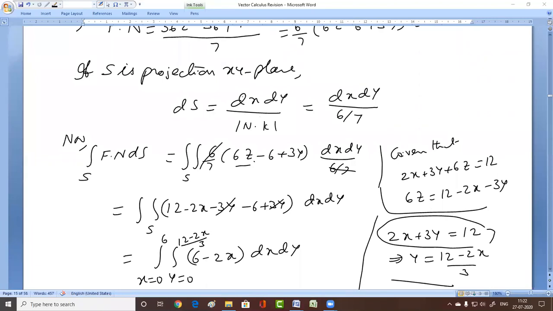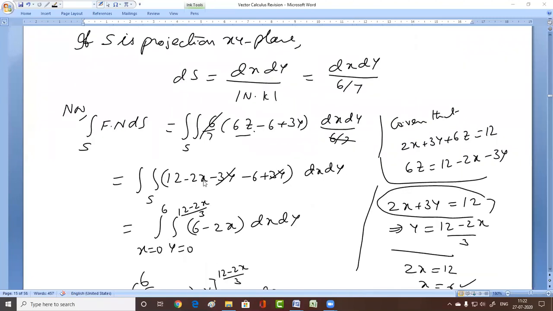If S is the projection on the xy plane, ds, as already discussed, is dx dy by modulus of n dot k. Modulus of n dot k is nothing but 6 by 7. So dx dy by 6 by 7. Integral f dot n ds equals the double integral of f dot n, which is this quantity, times ds, which is this quantity, and then the 6 by 7 cancel. After simplifying, you will get 12 minus this expression.